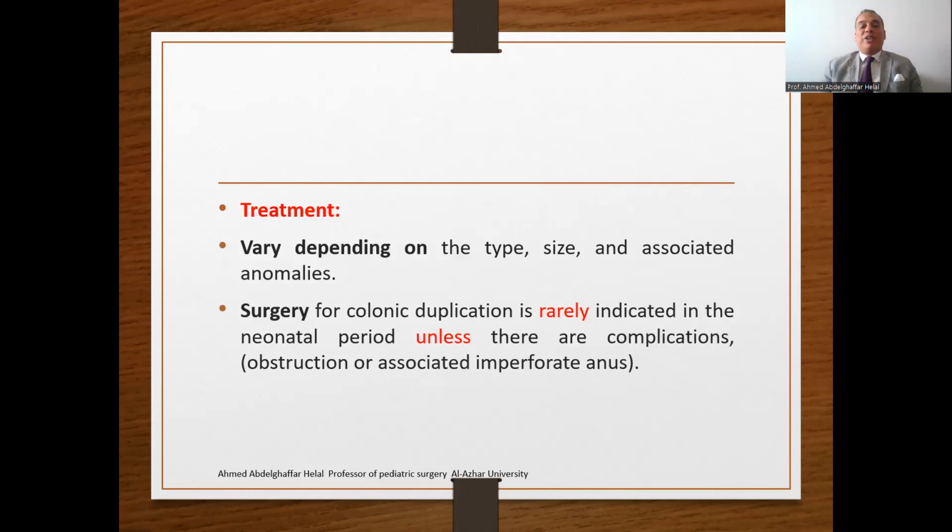The treatment will vary depending on the type, the size, and the associated anomalies. It is very essential to start with this statement when you are asked about duplication. Surgery for colonic duplication is rarely indicated in the neonatal period unless there is a complication, such as obstruction or associated perforations.